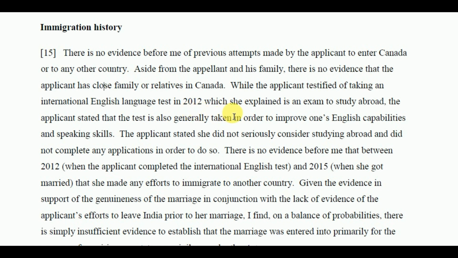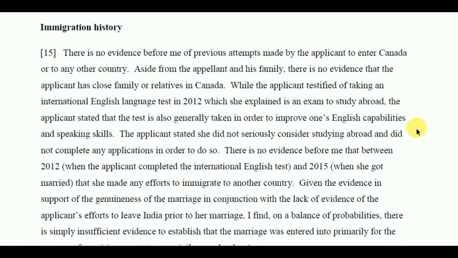any country. The applicant stated that the test is generally taken in order to improve one's English capabilities and speaking skills. The applicant stated that she didn't seriously consider studying abroad and did not complete any applications in order to do so. So there is no evidence before me that between 2012, when the applicant completed the international English test, and 2015, when she got married, she made any efforts to immigrate to another country.